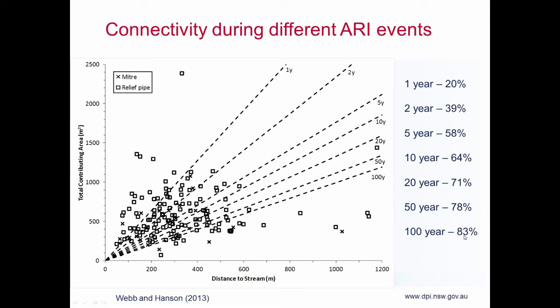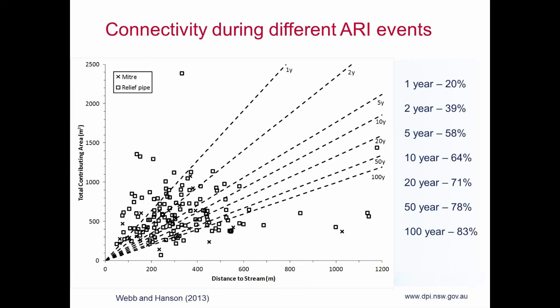So during those really intense storms, it's pretty well acknowledged that the majority of drains are going to be connected to the stream network. Again, this highlights why all the previous research has shown that roads are the greatest contributors of sediment to pollution of waterways, particularly in these environments.